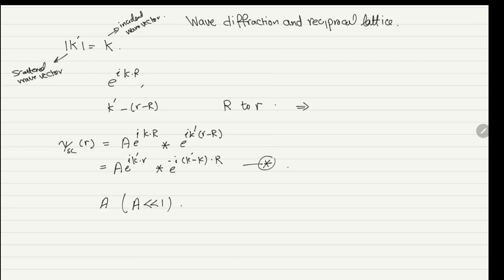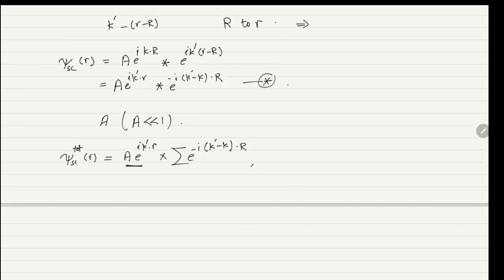Now, to generalize for all atoms, we have to sum all individual waves over all atoms of the crystal, and in this case psi scattered total equals a e to the i k prime dot r times the summation over all atoms of e to the minus i (k prime minus k) dot R. Now the first phase factor expresses the fact that the scattered wave has a wave vector k prime, and the second part depends crucially on the particular lattice; it determines whether waves will be scattered strongly in the direction k prime.